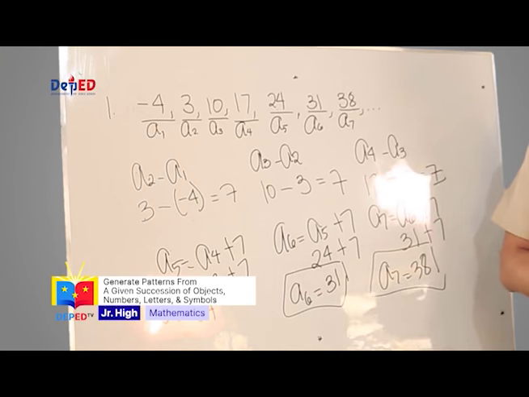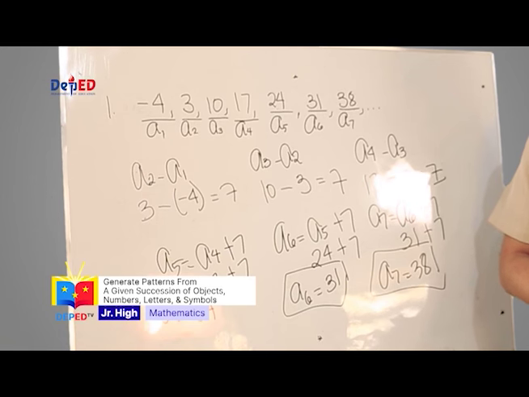Fantastic! Let's move on to the second example. Write the first 5 terms of the arithmetic sequence with 5 as the first term and with a common difference of -2.